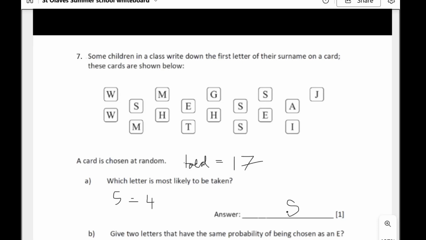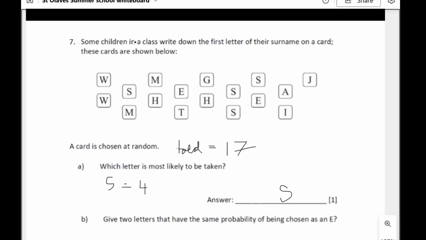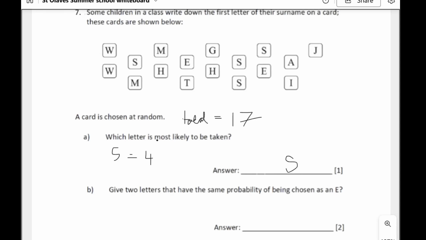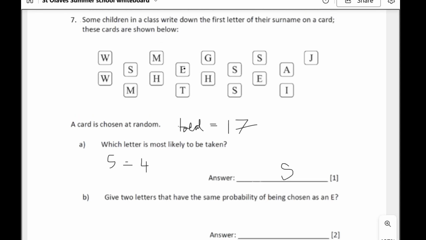For the next one, we have to figure out what is the probability of E being chosen. So how many times does E occur? 1, 2, I don't think there's anything else, so E occurs 2 times, therefore it's 2 out of 17. Now, how many letters also occur 2 times? I see W occurs 2 times, and H seems to appear 2 times. I don't see any more H's, so W or H is the answer. So that's the answer over there.